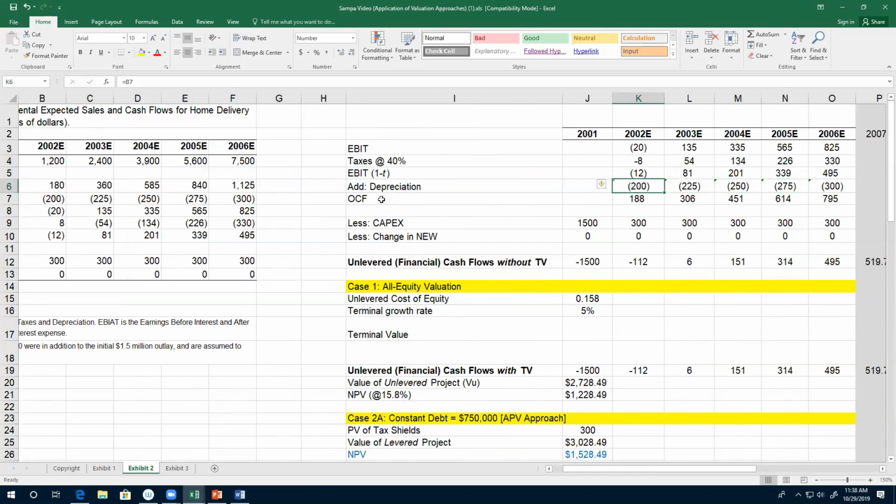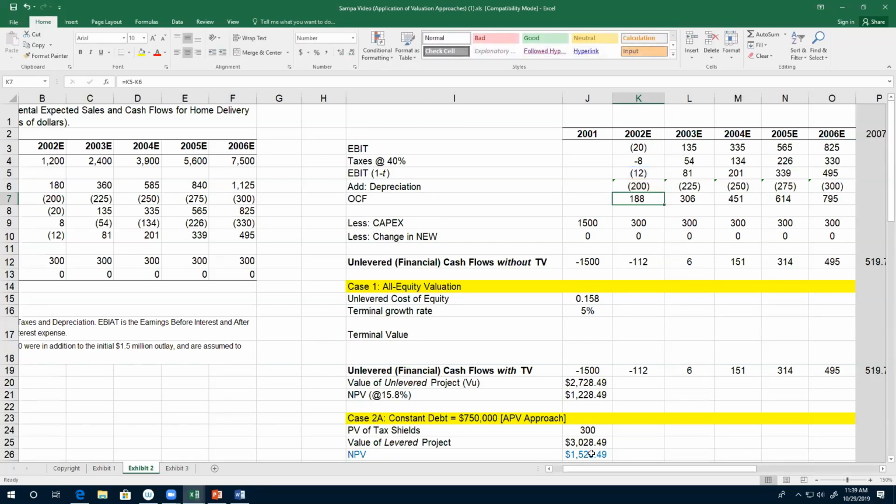Now, therefore, my operating cash flow is basically, I'm doing this and then minus this. The reason why I'm minusing some depreciation is because depreciation is already entered as a negative number here. So I'm basically adding it back. So this gives me my operating cash flow.